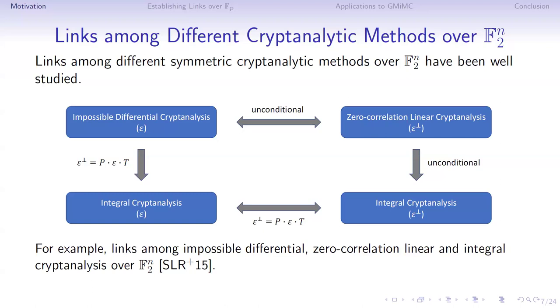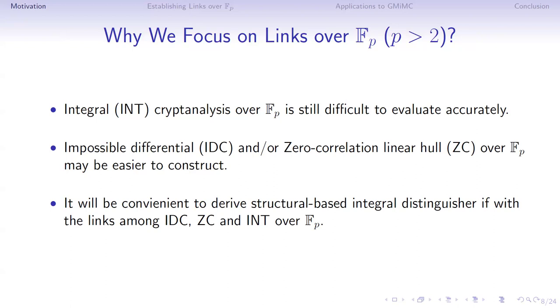So this naturally leads to why we focus on the links over the prime field. Integral distinguishers over F_p are still difficult to evaluate, while impossible differential and zero correlation might be easier to construct. So if we can have such links among the ID, ZC and integral over F_p, we can then derive the structure-based integral distinguisher more conveniently.